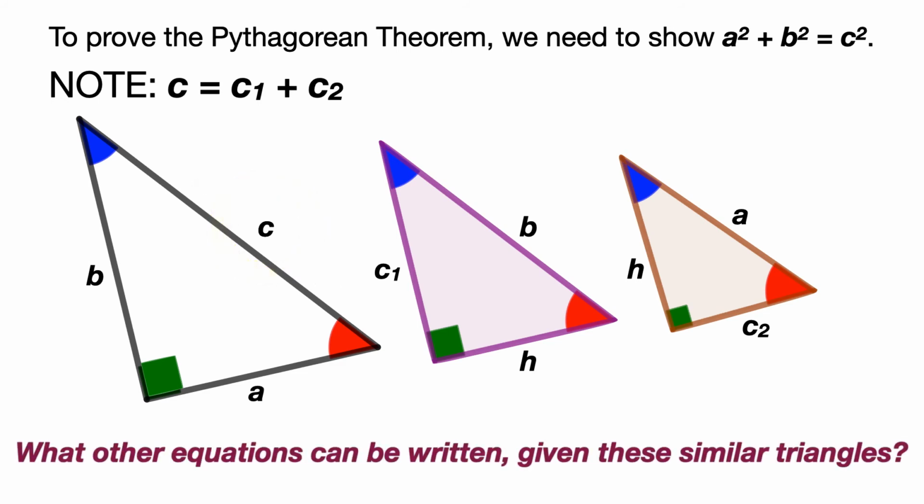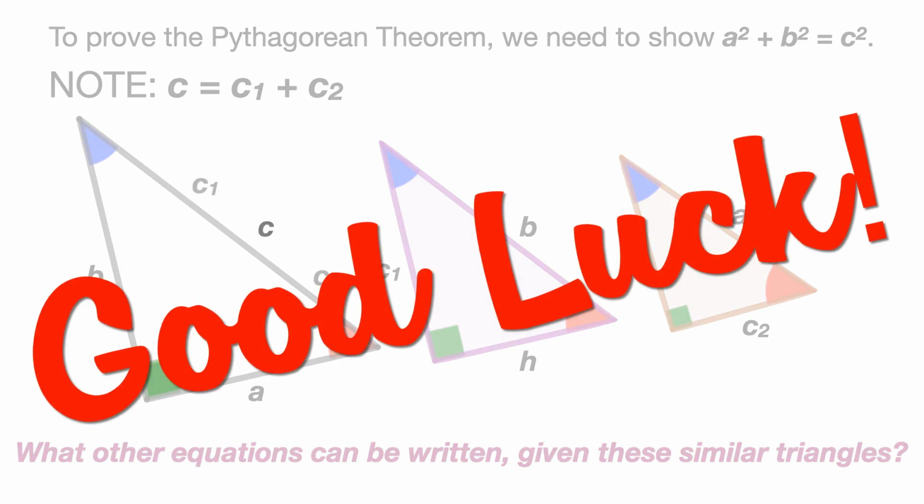What are some other equations that we can write, knowing that we have several different sets of similar triangles? Once you have all of those equations written, try to take all of those equations and use algebra to get down to one equation, namely a squared plus b squared equals c squared. Good luck!